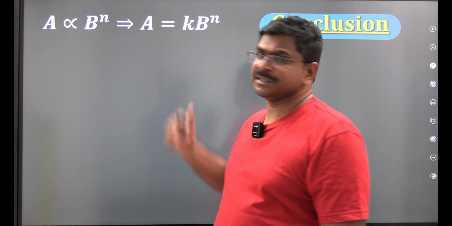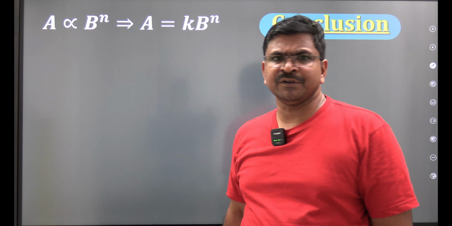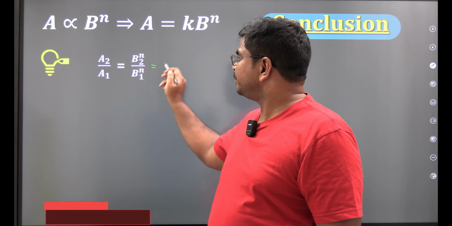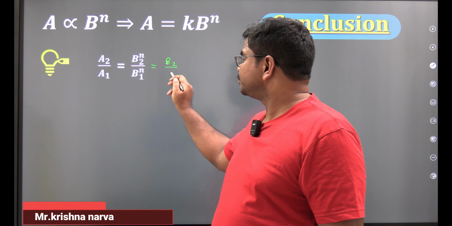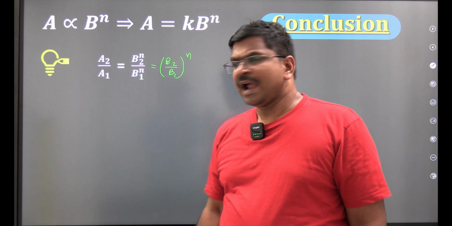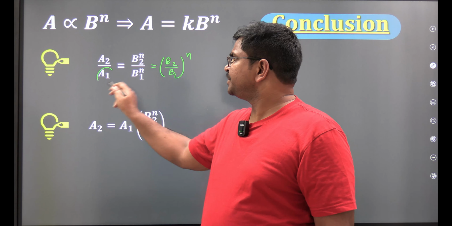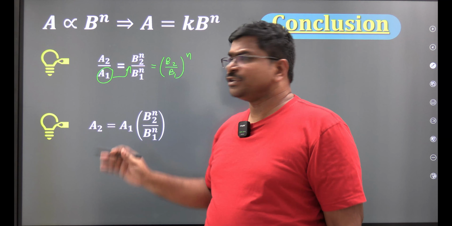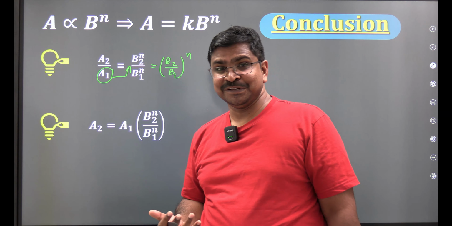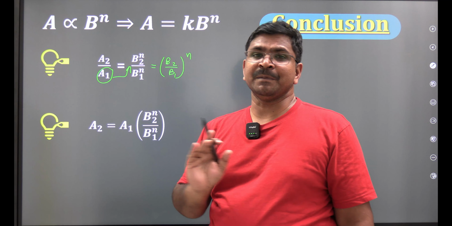The first application is comparison between the second quantity and the first quantity. So a2 by a1 equals b2 by b1 whole power n, or individually you can write b2 by b1 whole power n. And next, for the second quantity, this a1 is taken to the right hand side simply. So if you get the first one, you can get all. Simple, no need to learn by heart also. So the first one, how to write, you need to remember.